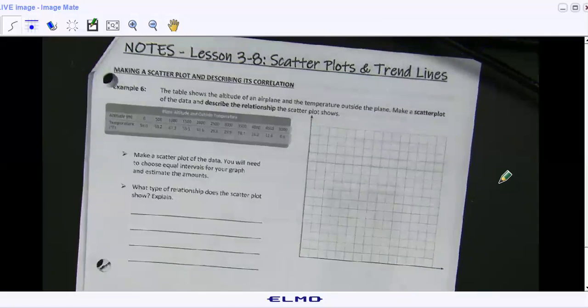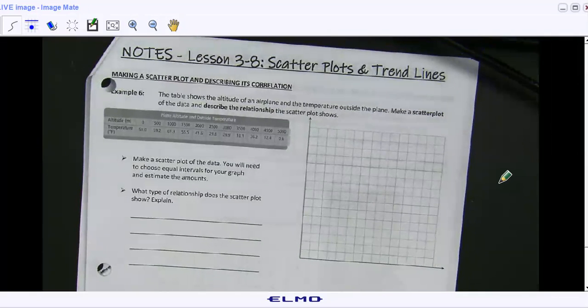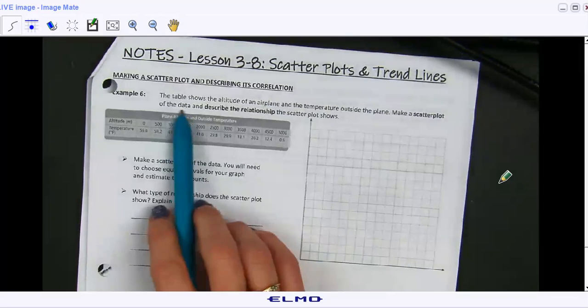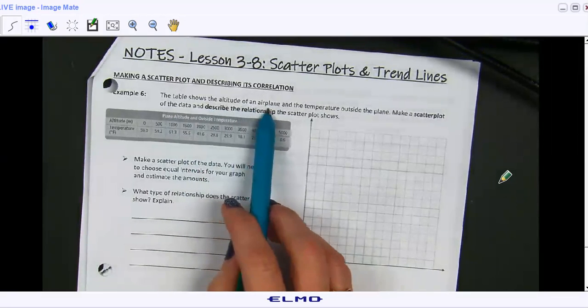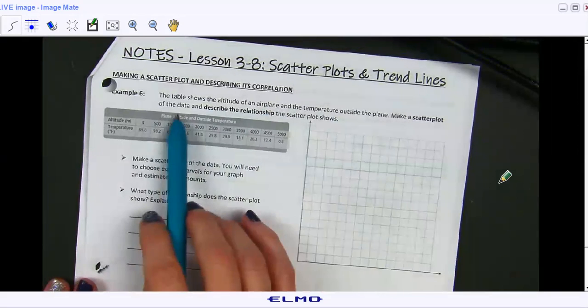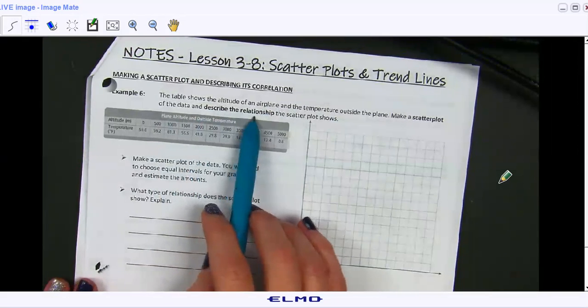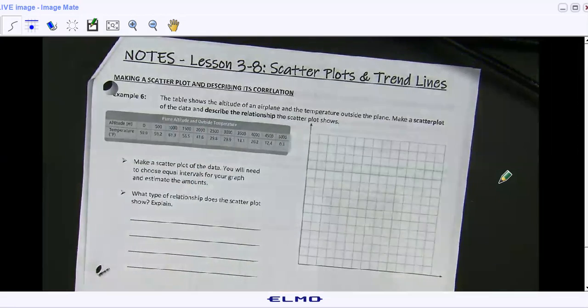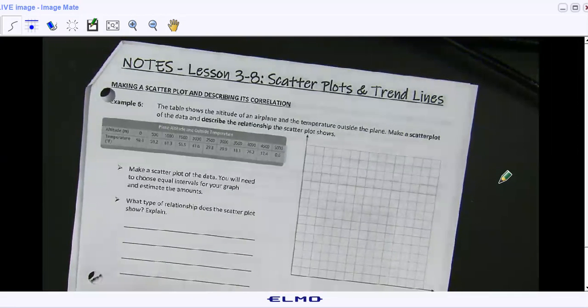All right, we're on page 3 now, and now we're going to start getting to the graph part of it. The table shows the altitude of an airplane and the temperature outside the plane. We're going to make a scatter plot of the data and describe the relationship the scatter plot shows, okay? So when you're graphing these scatter plots, they do get a little bit confusing because the numbers aren't going necessarily from 0 to 50 and in order, or from 70 down to 0 and in order. They're scattered all over the place. That's why we call it a scatter plot.